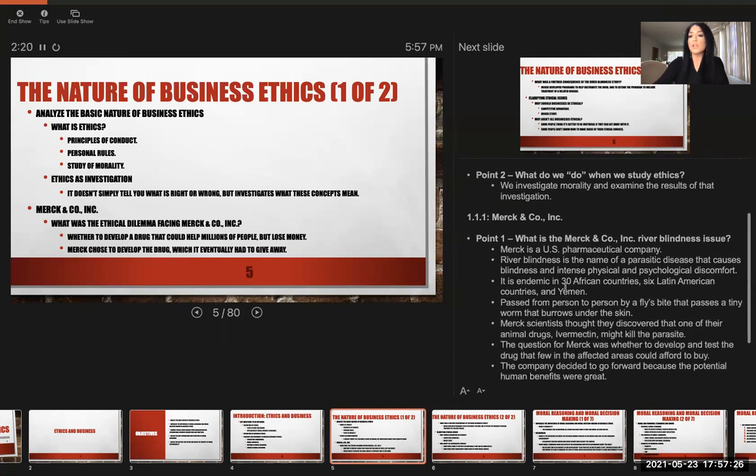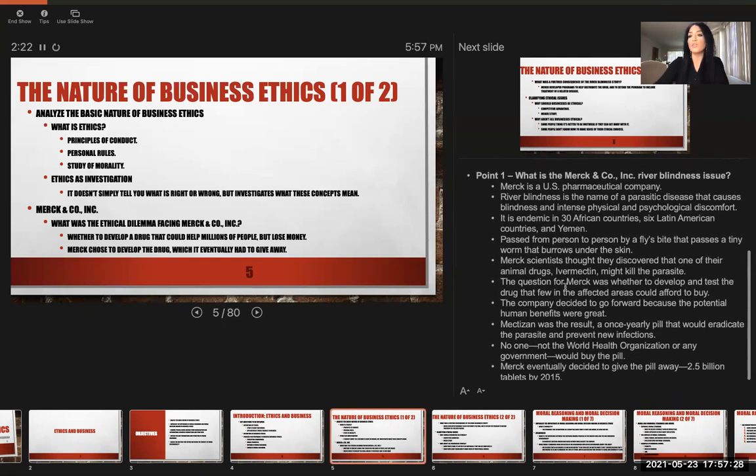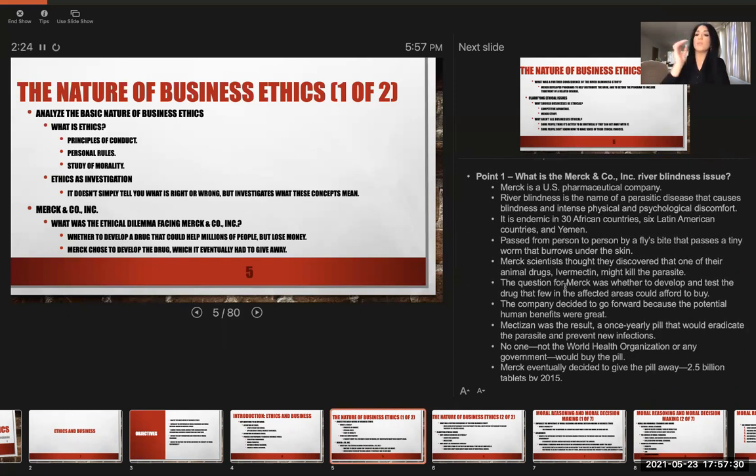And let's talk about the Merck & Co., Inc. river blindness issue. Well, Merck is a U.S. pharmaceutical company. River blindness is the name of a parasitic disease that causes blindness and intense physical and psychological discomfort. It is endemic in 30 African countries, 6 Latin American countries, as well as Yemen. It's passed from person to person by a fly's bite that passes a tiny worm that burrows under the skin.